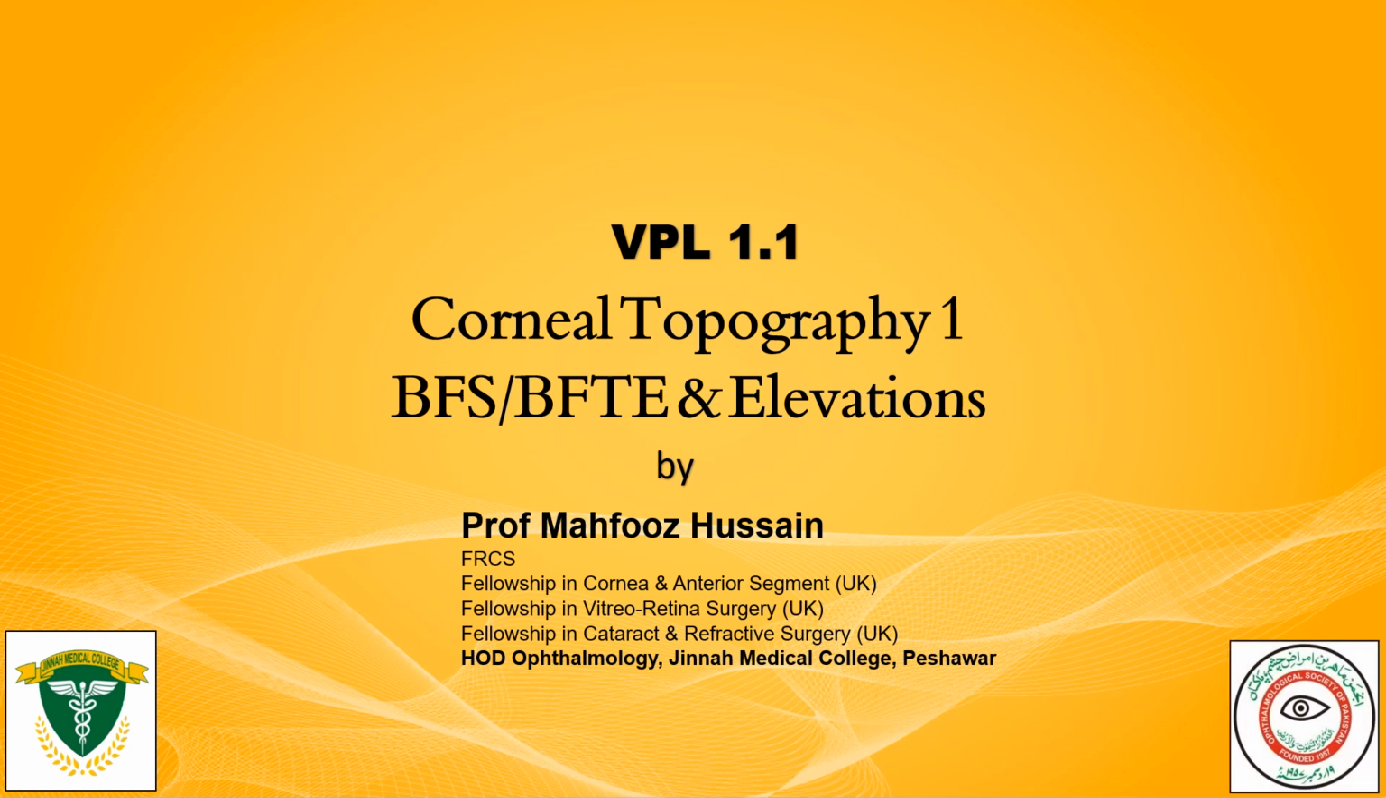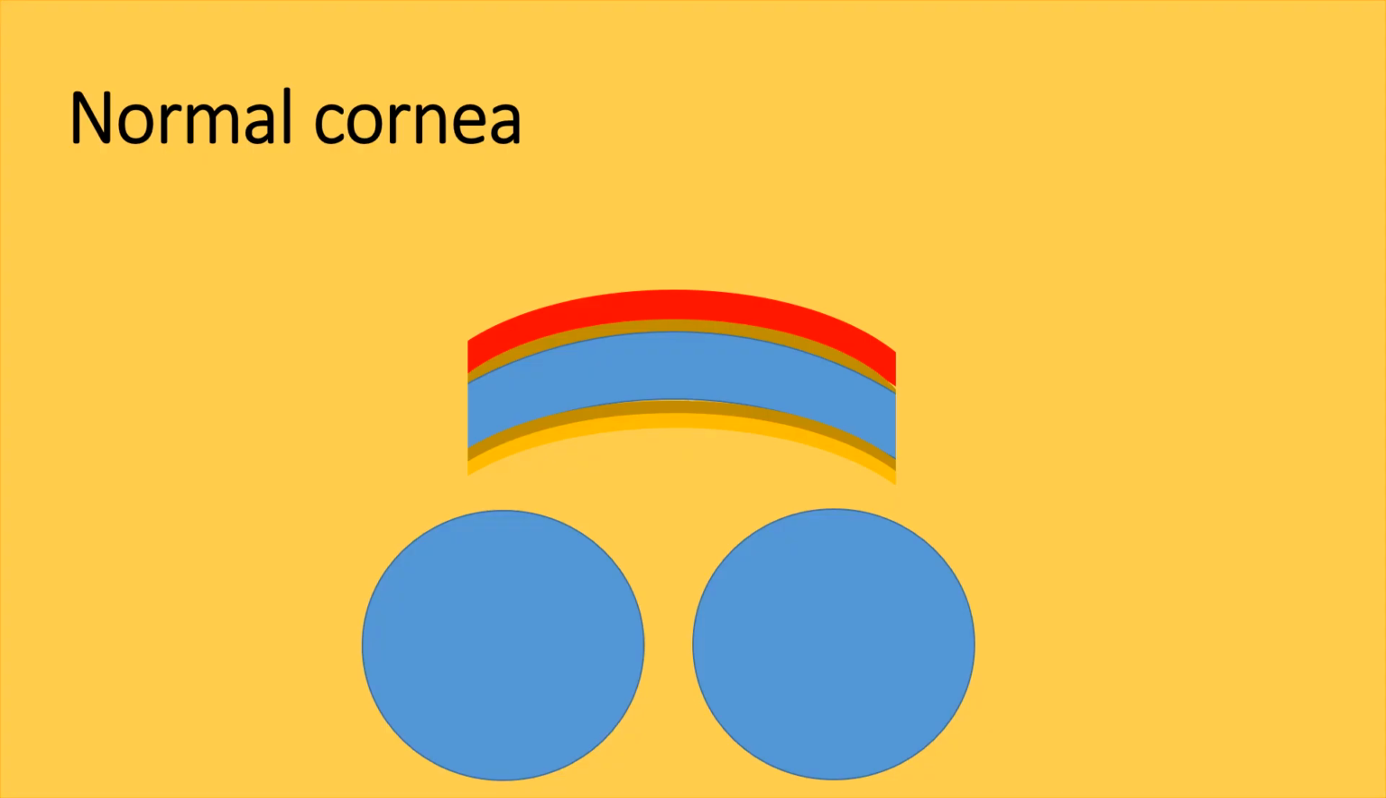In this one, VPL, Video Postgraduate Lecture 1.1, we will talk about the best fit sphere and best fit toric ellipsoid and the elevations. First of all, very briefly, we'll talk about the normal cornea, particularly the thickness of the cornea. Corneal thickness is roughly 550 micron and the epithelium is 50 micron. If we go in slightly more detail, then the center of the cornea is 550 micron, but the center of the cornea is not the thinnest part.